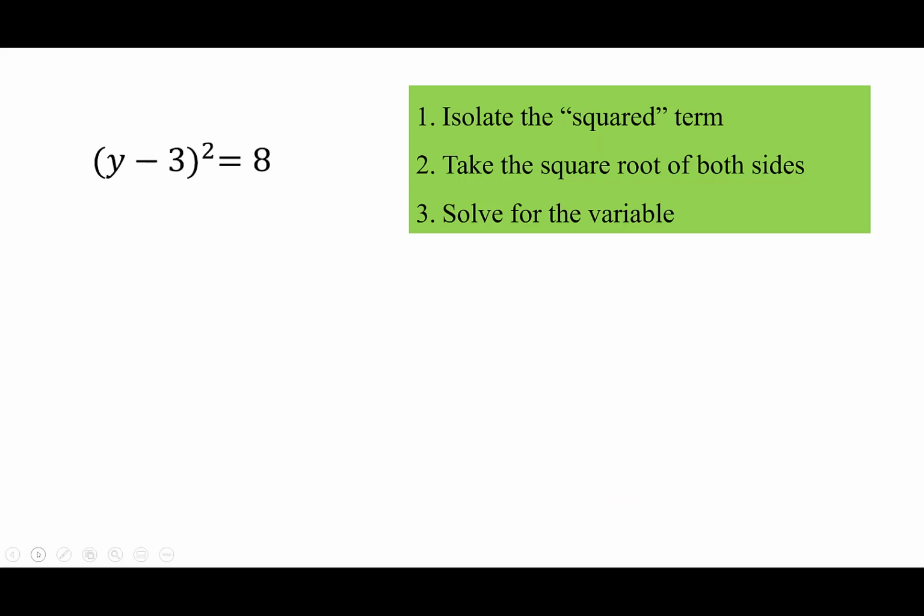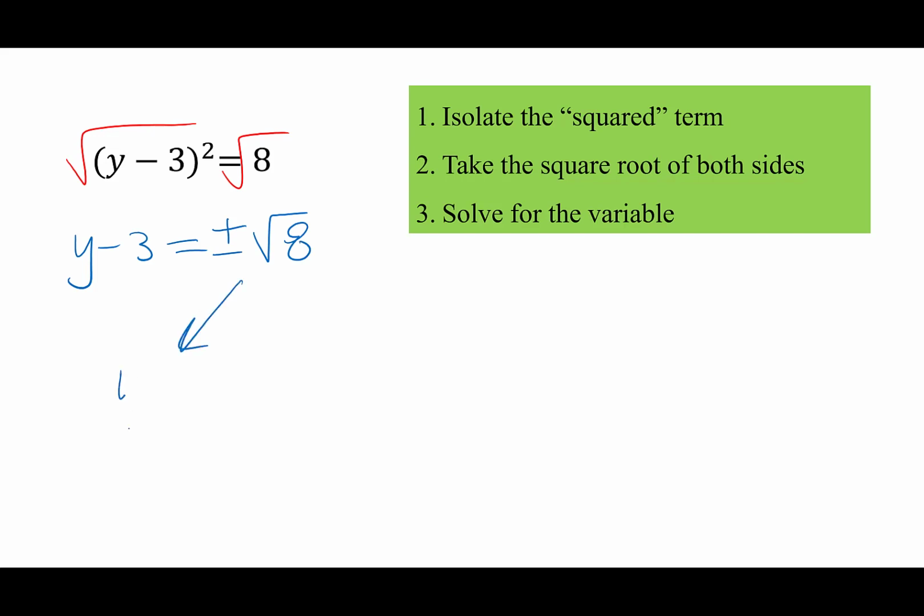All right, let's try that one more time. Same concept, this y minus 3 is the term being squared. So you can go ahead and start with taking the square root. The square root of y minus 3 squared is y minus 3. And then the square root of 8 is some decimal, so we're going to just leave it as plus or minus the square root of 8. Again, I want you to separate it into two separate equations. Okay, this is the y minus 3 equals positive square root of 8.